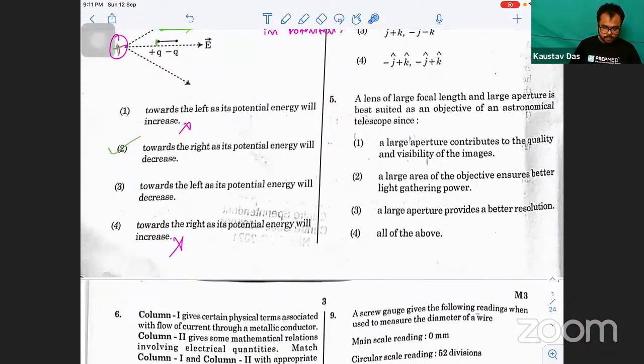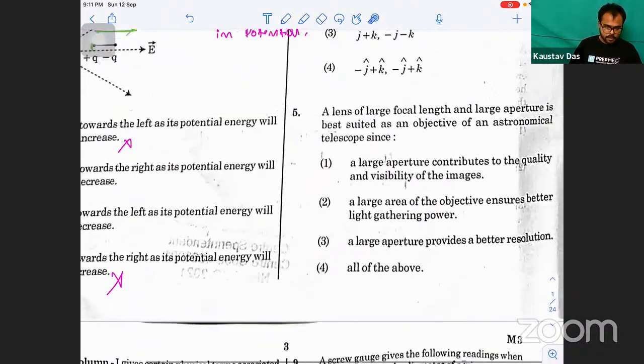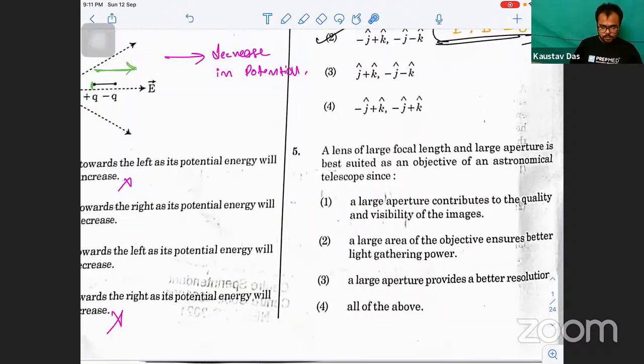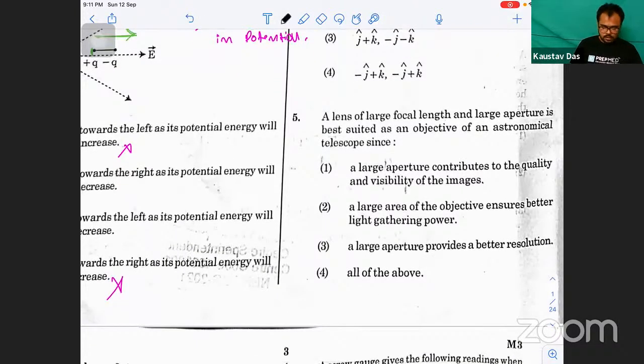Now come to question number 5. In question number 5, we have a lens of large focal length and large aperture is best suited as an objective of an astronomical telescope. Which of the options is correct? Here the answer is not given in terms of focal length. The answer is given in terms of aperture.